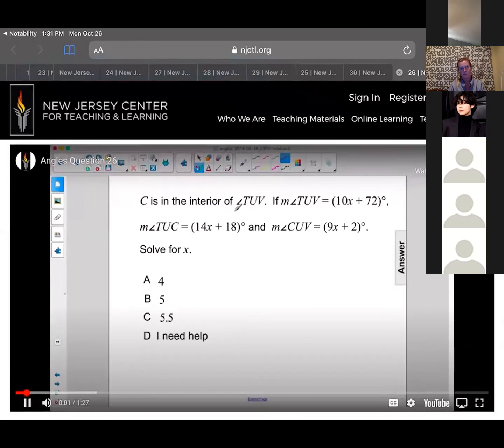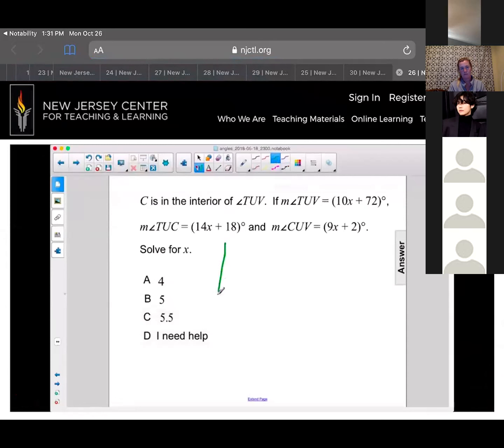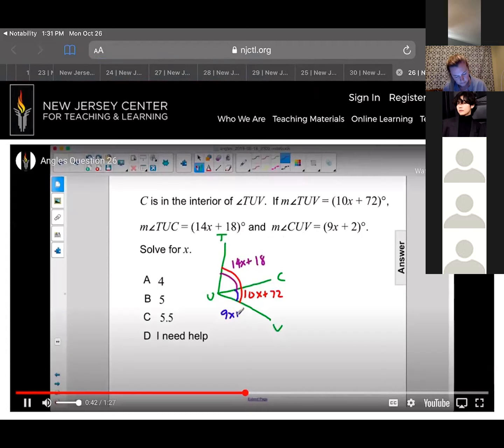C is in the interior of angle TUV. All right, so we have an angle like that, TUV, and C is, say, over here. So we're getting some information. The measurement of angle TUV, so the whole angle, is 10x plus 72. Measurement of TUC, so this portion here, is 14x plus 18. And the measurement of CUV, so this angle here, is 9x plus 2.